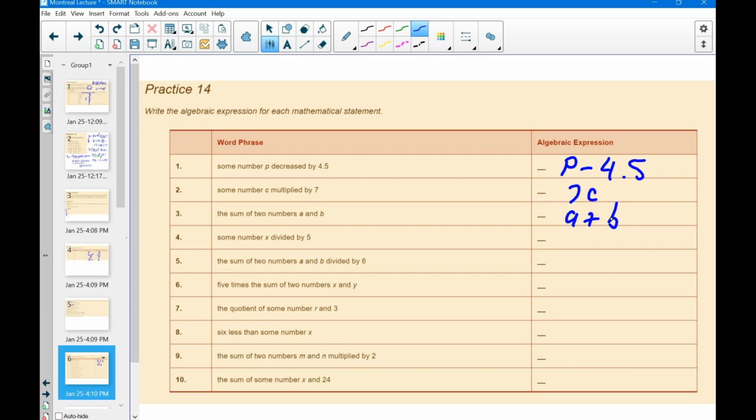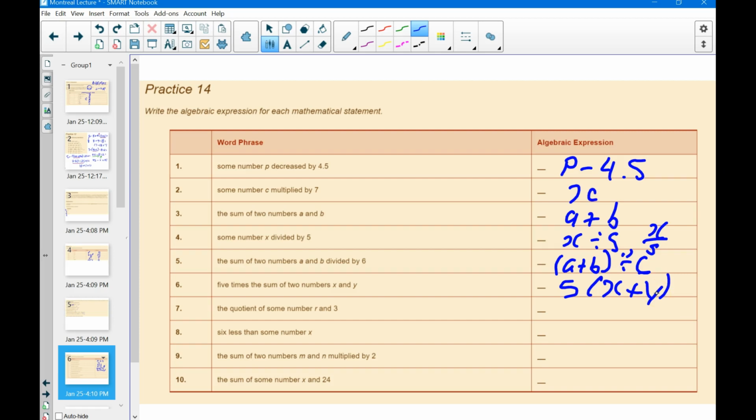The sum of x divided by 5, we can do it two ways. We can just go x divided by 5, or we can go x over 5, that's fine. The sum of two numbers, a and b, divided by 6. So what I'm going to do is say sum of two numbers, a plus b. We're going to add those first, so put them in brackets, and they're divided by 6. 5 times the sum of two numbers, so I'm going to have 5 outside of x plus y in brackets, so you sum them first and then multiply by 5.